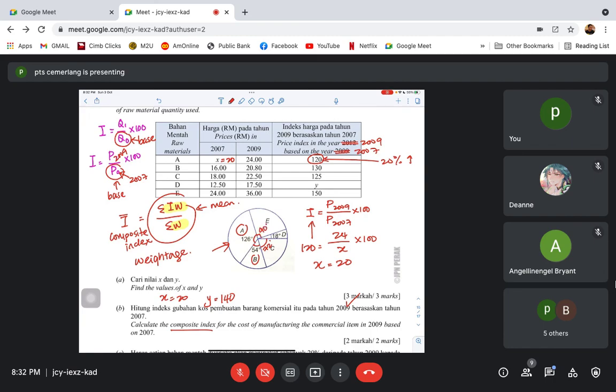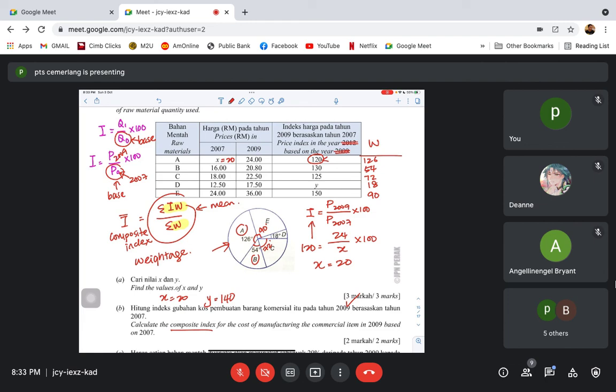Alright, so bila you dah dapat case macam tu, then what I want you to do is that dalam you punya table ni, cuba tambahkan lah dia punya weightage. So means that you put it here, your weightage. So what's the weightage? 126. What's your weightage of B? 54, like that. And then what's your weightage of C? 72. And then you have 18. And then you have 90. Okay, so you tambahkan dekat tepi dia.